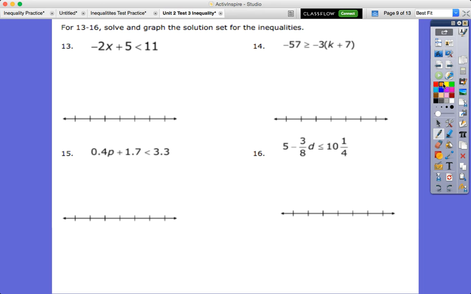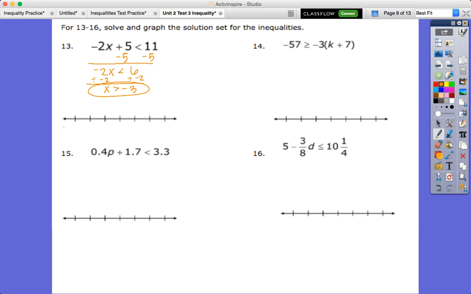All right, so for these, we are going to solve and then graph. The first step for number 13 is to subtract 5 from both sides. And we get negative 2x is less than 6. Then we divide both sides by negative 2. Since we divided by a negative, we have to flip the sign. And our final answer is x is greater than negative 3.